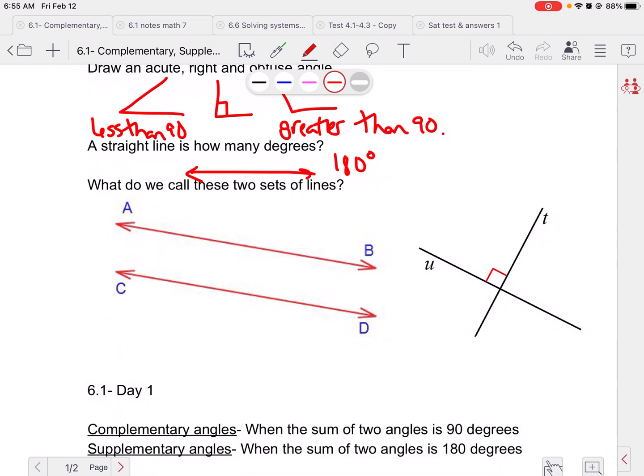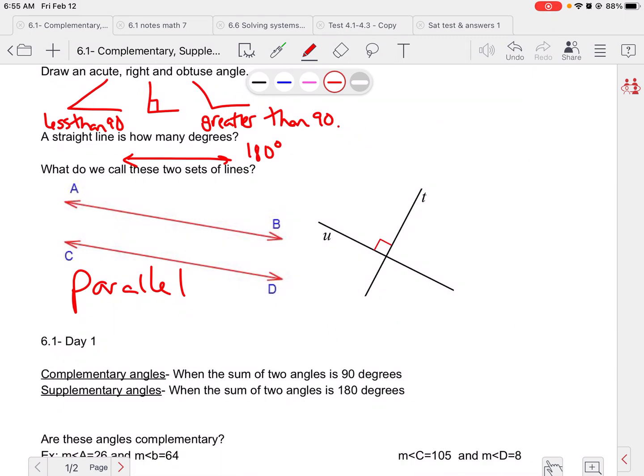What do we call these two lines here when they look like this? Okay, that's parallel, right? Parallel means they are never going to intersect. They're going up and over at the same rate. And this type of line is perpendicular, which means they meet at a 90-degree angle. Okay, so just remember that that is what those two types of lines are called.